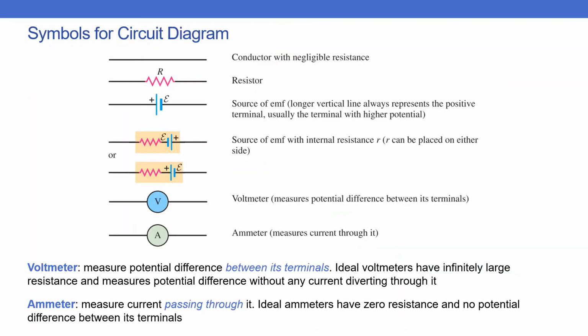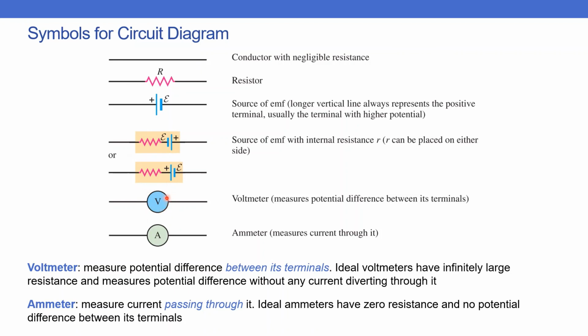Okay, next I'm going to talk about symbols for the circuit diagram. A straight line, just a black line, is typically a conductor with negligible resistance, which has a very low amount of resistance. And then this zigzag line is the resistor. These two straight lines, one longer than another, is the source of EMF, typically a battery. The longer line stands for the positive terminal. Typically in this class, I will write the internal resistance of a battery as something like this. I will put the resistance just next to the battery and then enclose it with a box.